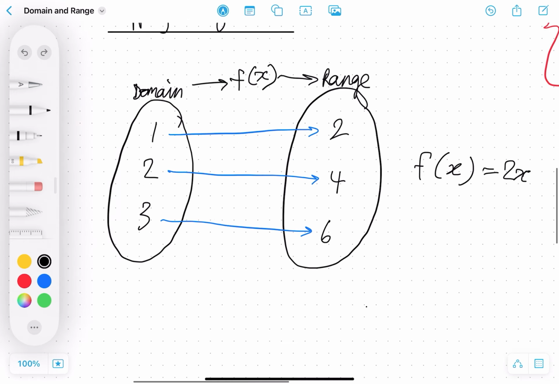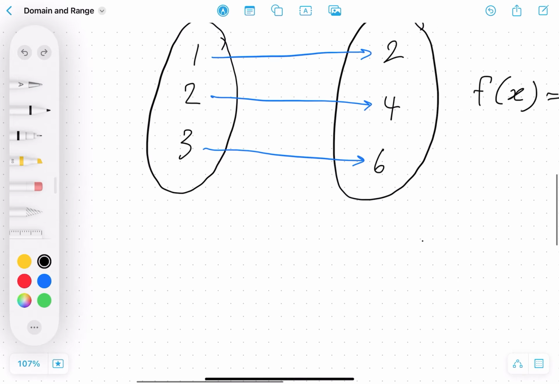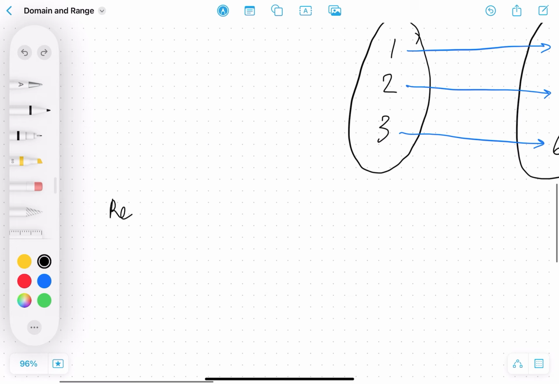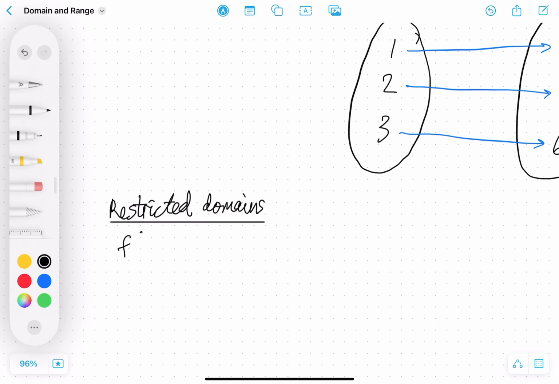And so now if we move on to the topic of limiting domains, sometimes domains are restricted, and the most common example of this is if we have a function f of x equals the square root of x.